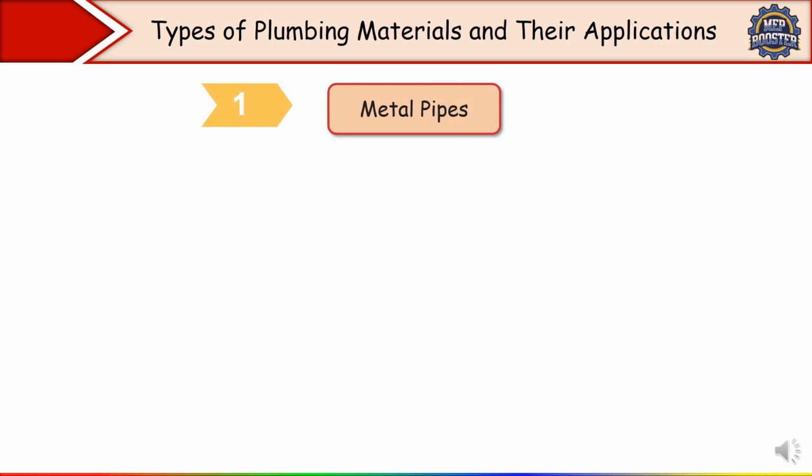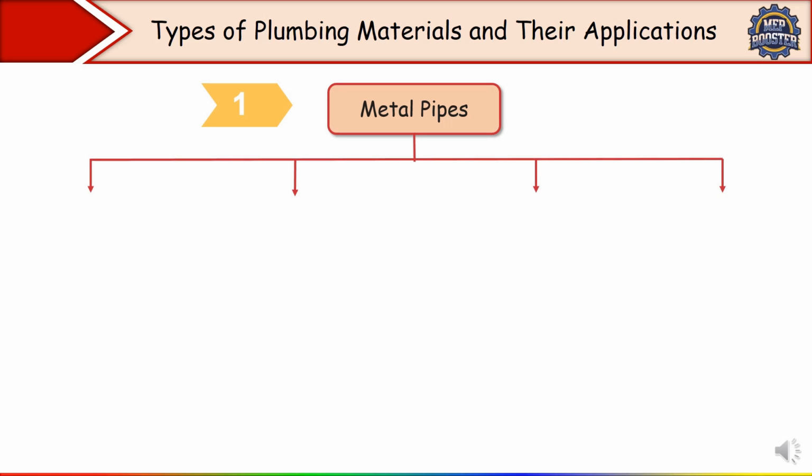In that, the first is metal pipes. So what are metal pipes? See, metal pipes are widely used in plumbing systems due to their durability, strength and ability to withstand high pressures and temperature. These are commonly found in both residential and commercial plumbing. Now here we'll discuss the various types of metal pipes. Normally we have four types of metal pipe.